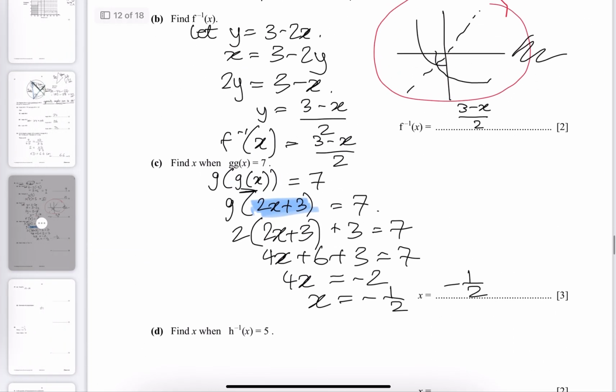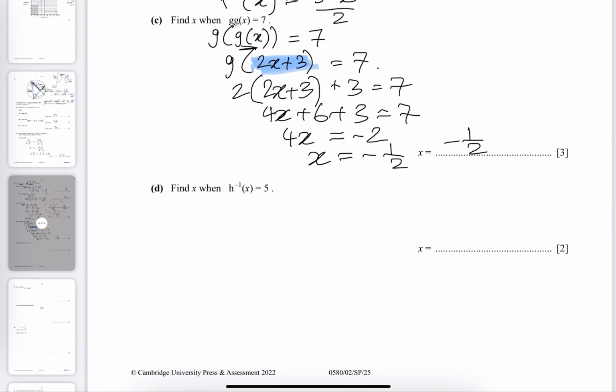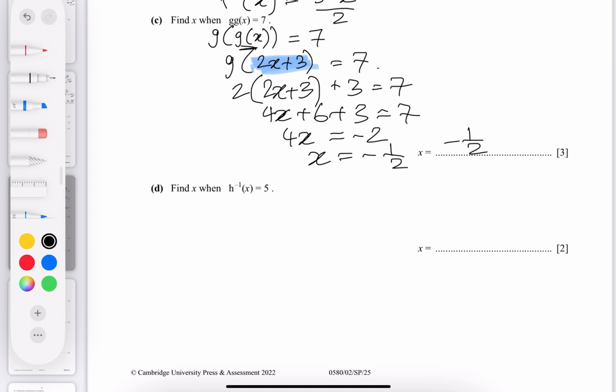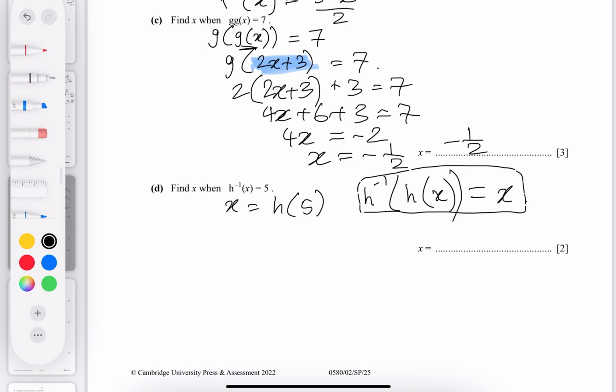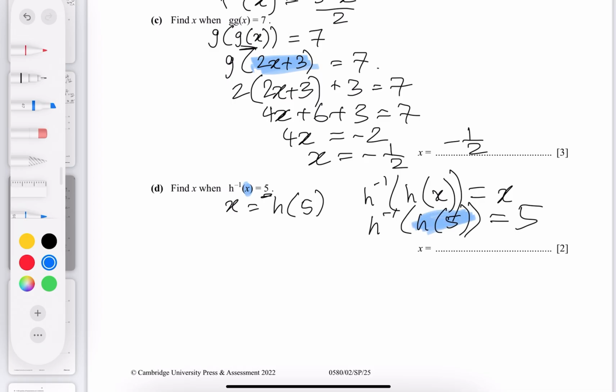And now the final functions question. Find x when h inverse of x is equal to 5. So when h inverse of x is equal to 5, x is equal to h of 5. That's because when we have the inverse of a function applied to the function itself, it's just equal to x. This is an important identity that you should know. So if we do h inverse of h of 5, that would be equal to 5, which is what we have on this side. So therefore x must be equal to h of 5.